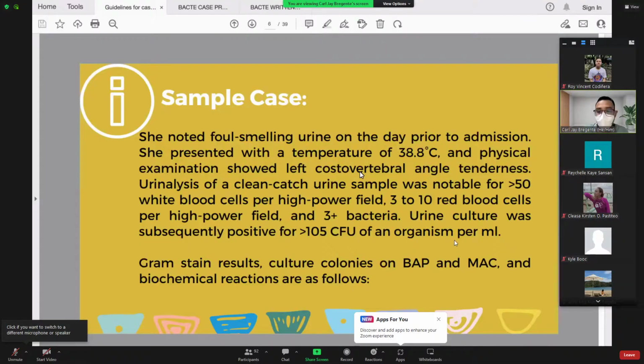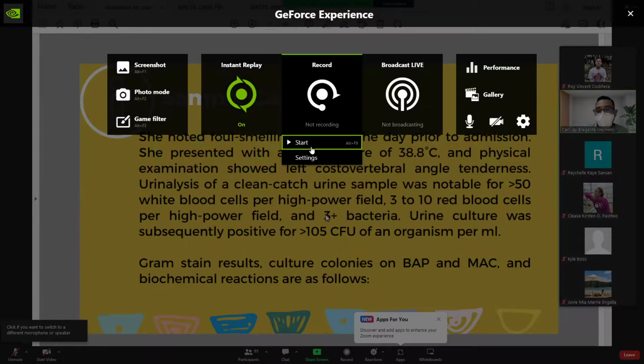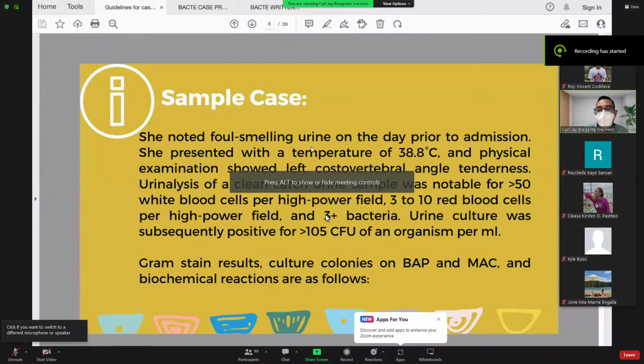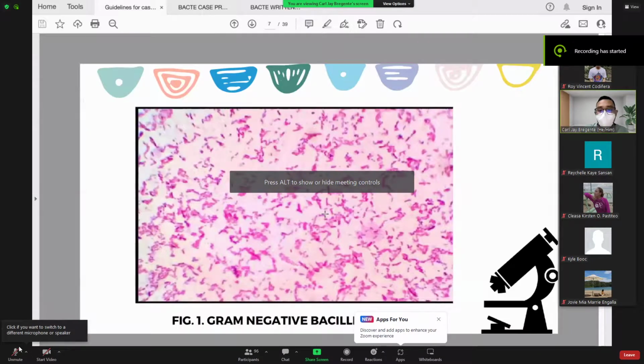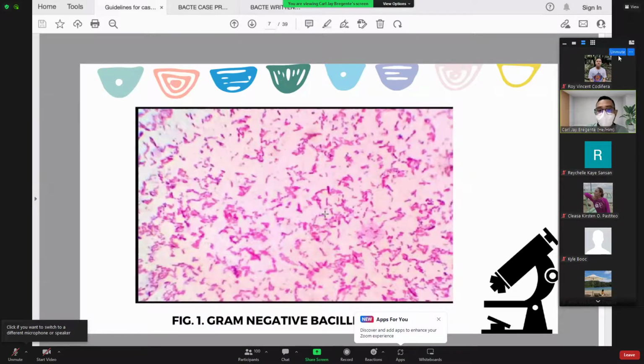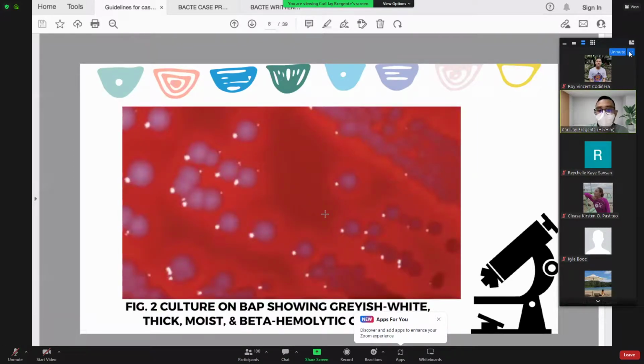The case shows culture colonies on BAP or blood agar plate, and MacConkey, and biochemical reactions are as follows. In your case, you will also be given pictures of different colonies grown on a culture medium as well as different biochemical tests. So this is the gram stain result. It's a gram-negative bacilli. This is the culture on blood agar plate. It shows grayish-white colonies, thick, moist, and beta-hemolytic.